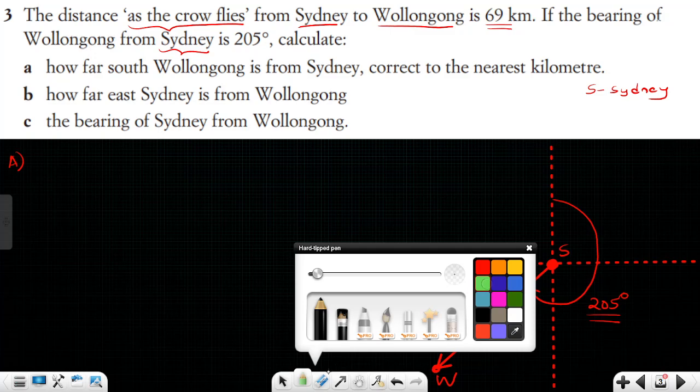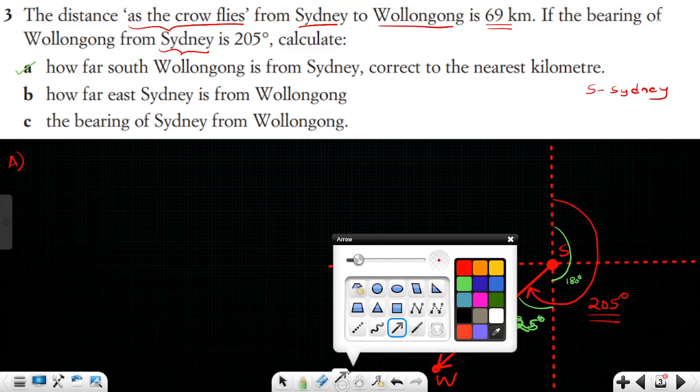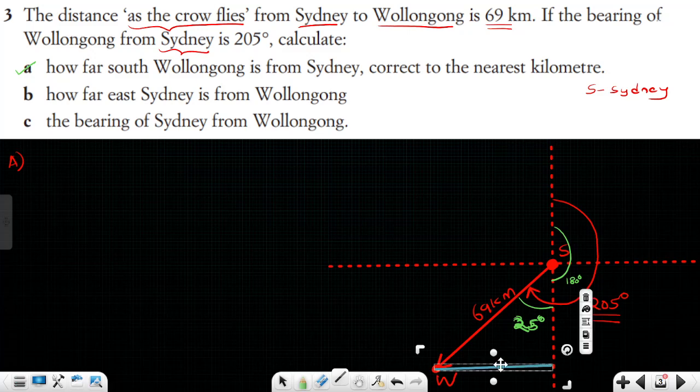Now Akshita, if you see carefully, this angle is 180 degrees, we know it, and to make 205, this should be how much? 25 degrees, am I right? 180 plus 25 is going to be 205 degrees. What is the first question he is asking? How far south Wollongong is from Sydney? So now here you should construct a triangle, simple triangle. Right, always right angle triangle will help us. The trigonometry is there.